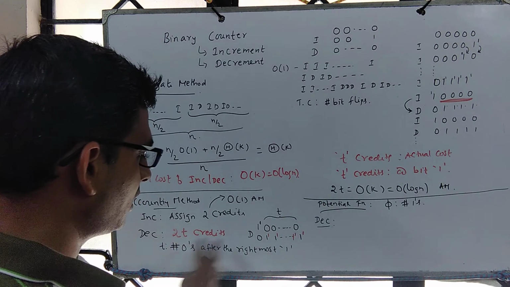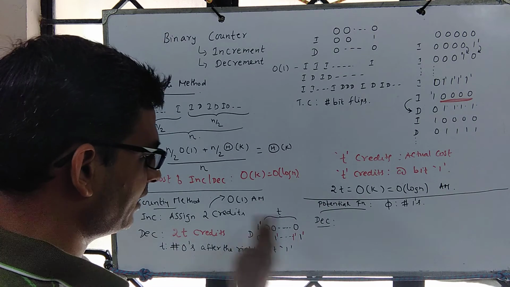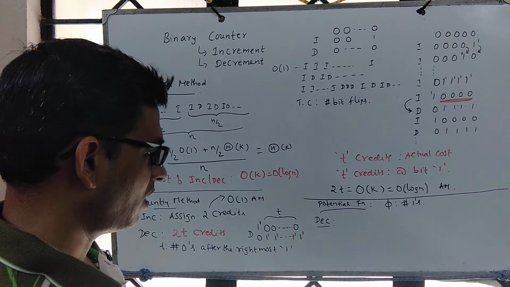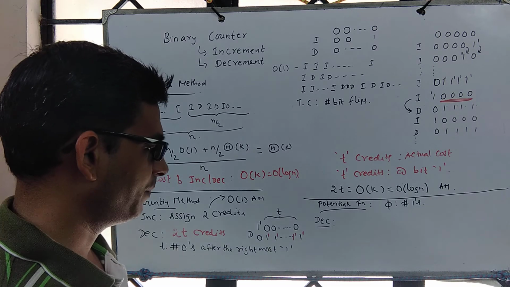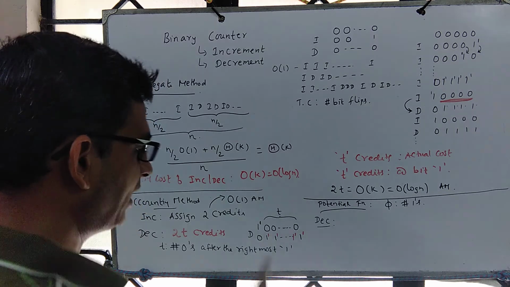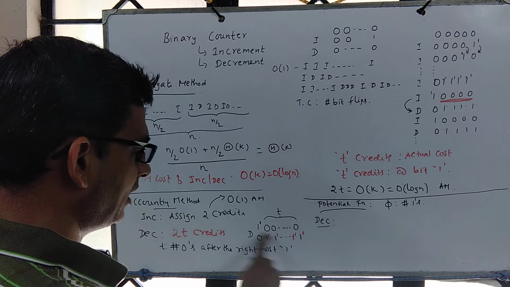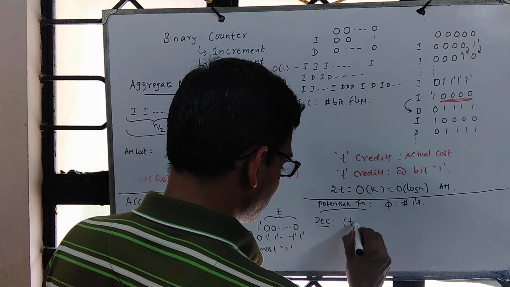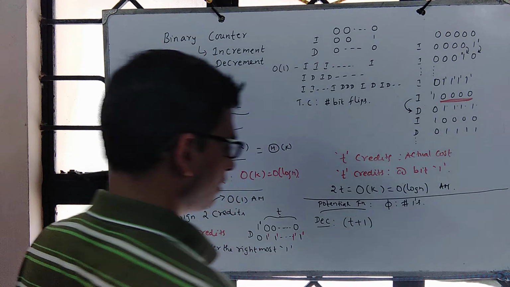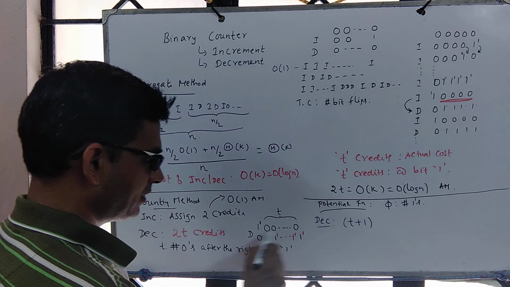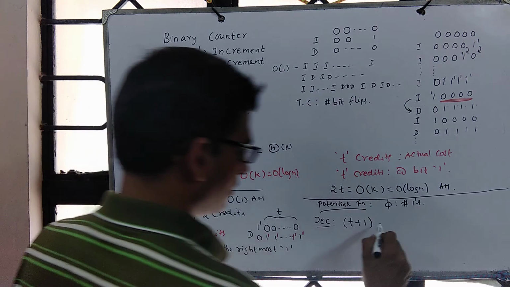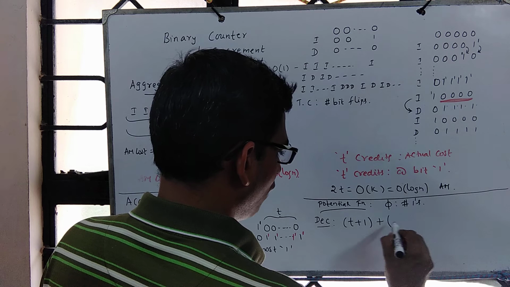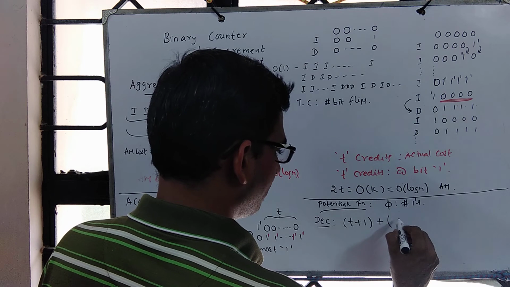Look at the rightmost one and see how many zeros are to the right of it, and all of them will be flipped to 1, and the 1 will be flipped to 0. So the actual cost is T plus 1, T for flipping zeros and 1 for this, plus the change in potential: how many ones are there after the operation.